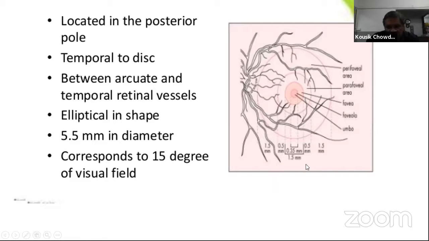We already discussed this, and we are seeing it again because some questions are coming in the exam, that is, what are the central retinal landmarks. This is the picture of the central retinal landmarks.